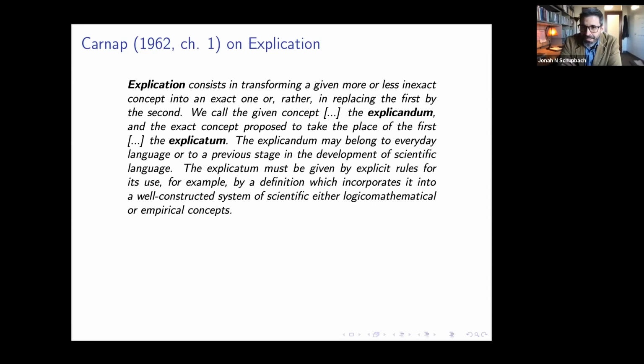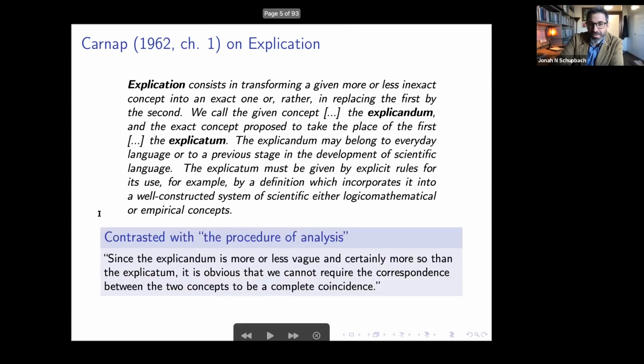Now, of course, there's Carnap's encapsulation of what he means by explication. And he specifically sets this off and contrasts it with what he calls the procedure of analysis. Of course, here he's talking about something like ordinary language conceptual analysis. And what he says is, this can't be analysis. This method of explication can't really be identified with the procedure of analysis because the explicandum is more or less vague, and certainly more so than the explicatum. By virtue of the very nature of the method, the explicatum has to be more precise, more exact than the explicandum. And so it's obvious that we cannot require the correspondence between the two concepts to be a complete coincidence. Okay, this is all review.